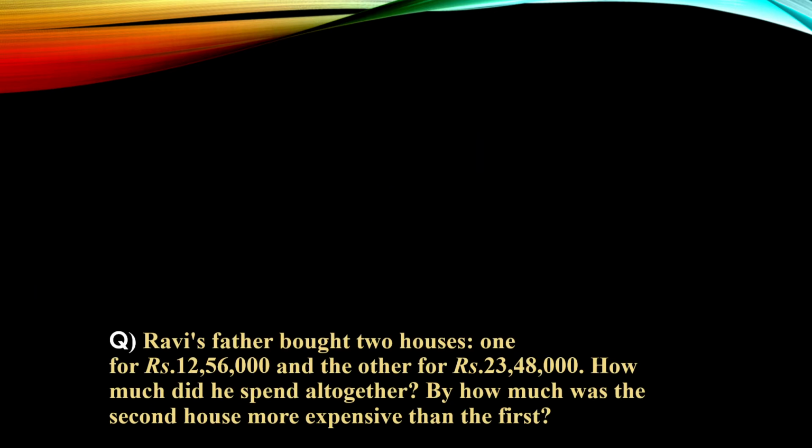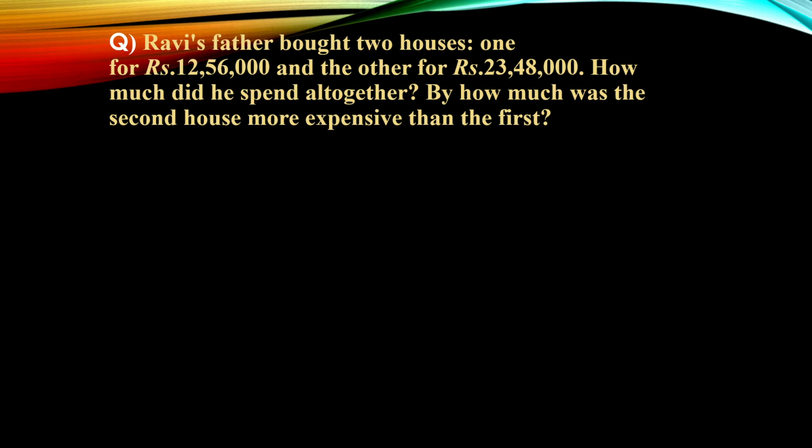So here we have a question. Ravi's father bought two houses, one for 12,56,000 and the other for 23,48,000. How much did he spend altogether? By how much was the second house more expensive than the first?